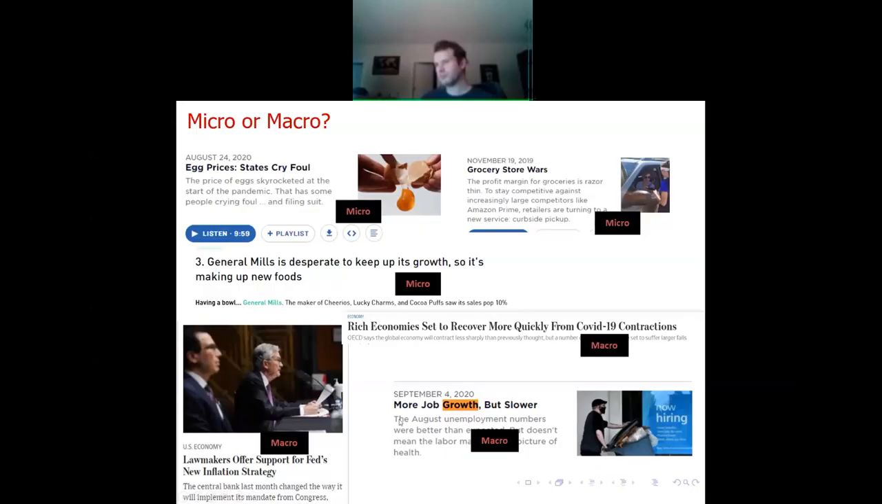Micro labor would probably be like the labor market in one particular industry, essentially. Or like for particular individuals, not for the country as a whole. And then lastly, this is an article about inflation. Inflation is always going to be macro because it's talking about the price level for the country as a whole. Okay. So I had 3 micro, 3 macro.